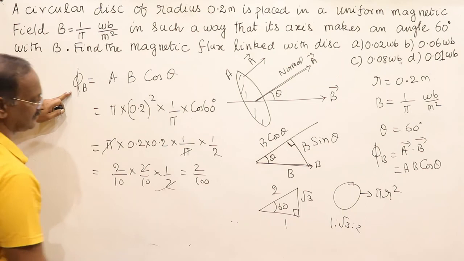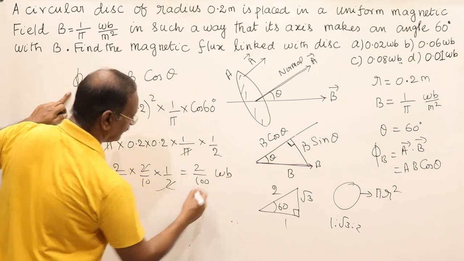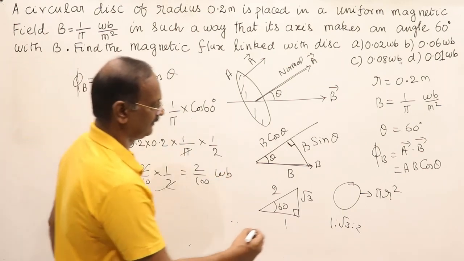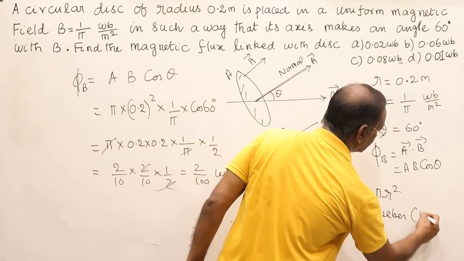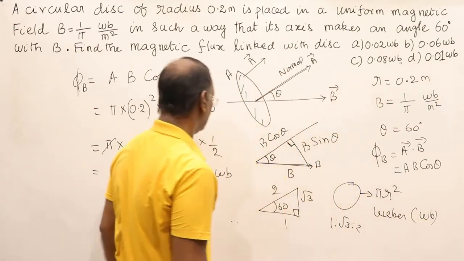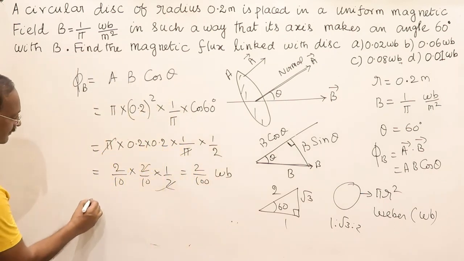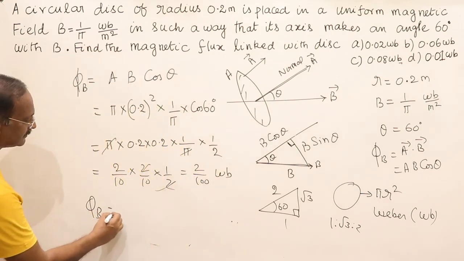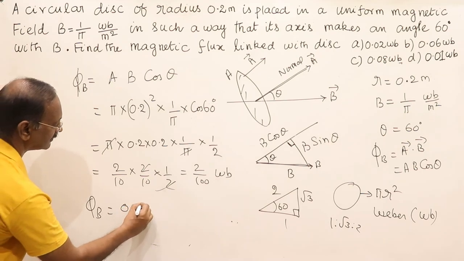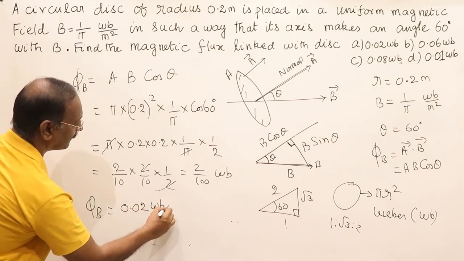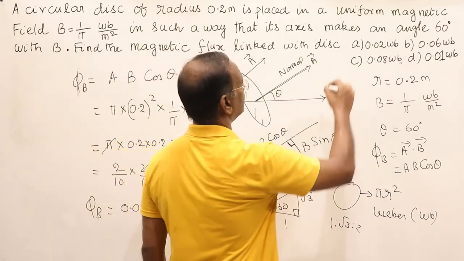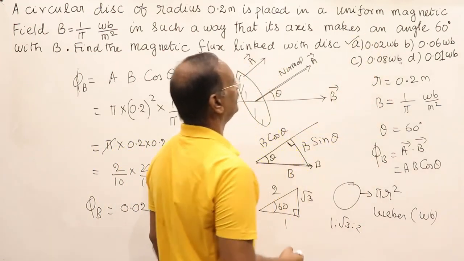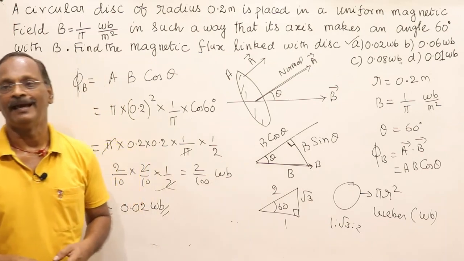Since flux is in Weber, in short it is written as Weber, and magnetic field is Weber per meter square. Therefore, flux is equal to 0.02 Weber. This is the right answer. This appeared in 2008 NEET.